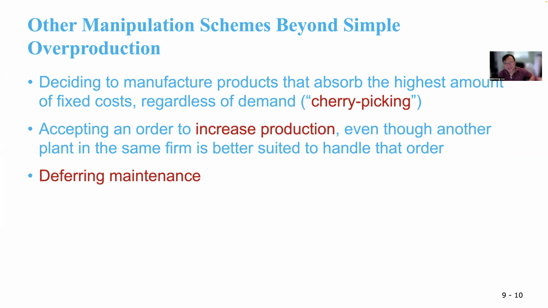Other ways to manipulate income: they could produce products that help them absorb the cost on the balance sheet. So they would pick products that will absorb the highest amount of fixed cost, right? The cherry picking.